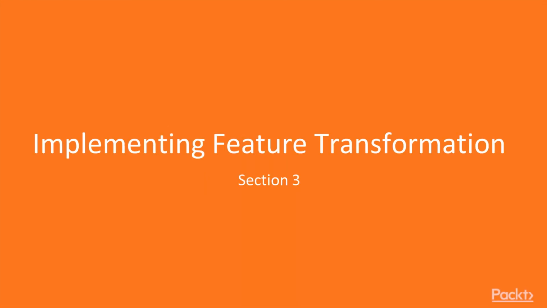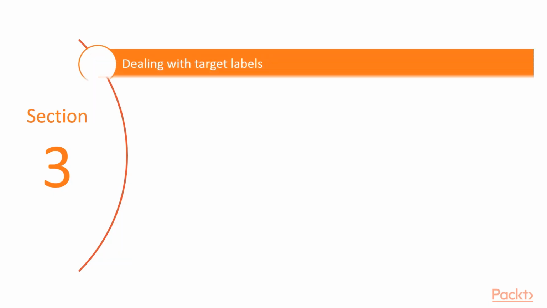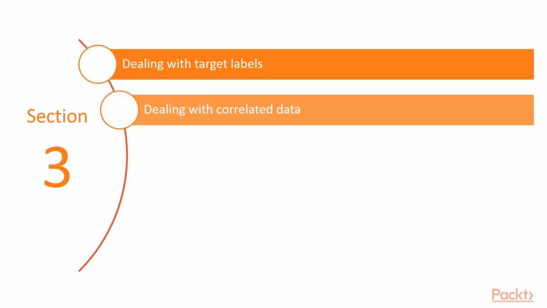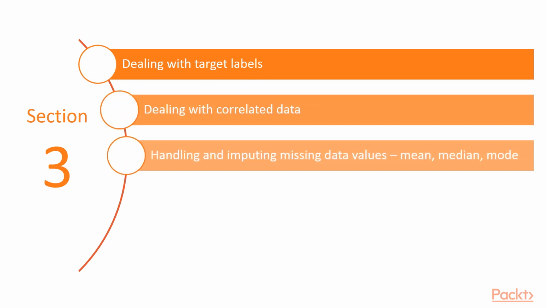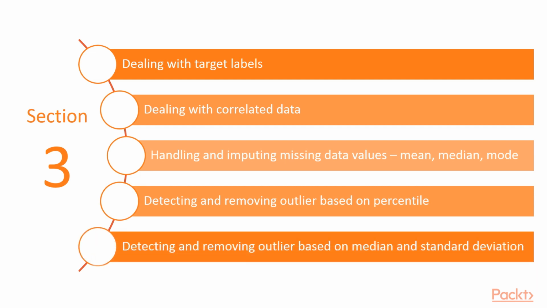In this section, we will be implementing feature transformation. In this section, we're going to take a look at dealing with target labels, dealing with correlated data, imputing missing data values using the mean, median, or mode, detecting and removing outliers based on percentiles, and detecting and removing outliers based on median and standard deviation.